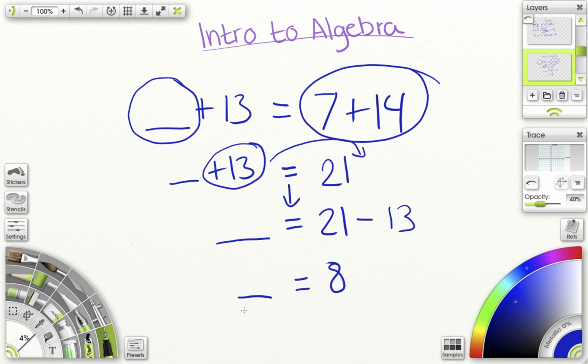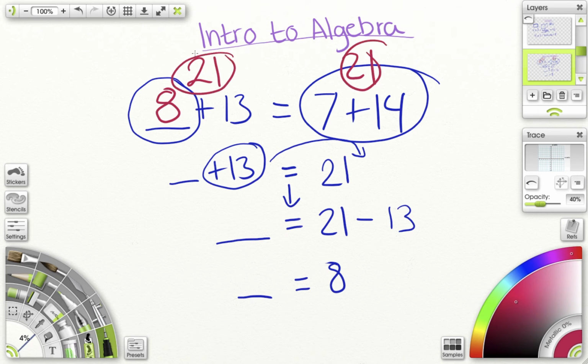So that means this blank is equal to 8. If I take my original problem here and put 8 in place, actually let's put that in a different color so it's a little easier. If I put 8 in here, 8 plus 13 should equal the same number as 7 plus 14. To check my work, I'm going to do 8 plus 13: 13, 14, 15, 16, 17, 18, 19, 20, 21. Now on this side of the equal sign, I do the same thing. I do 7 plus 14: 14, 15, 16, 17, 18, 19, 20, 21.